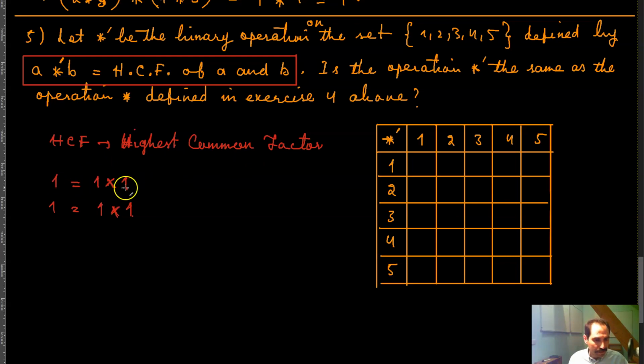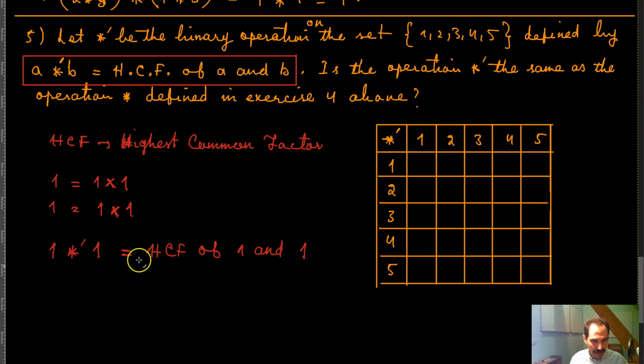So now if I assume that the factors of 1 are 1 and 1, and the factors of 1 are again 1 and 1, and these are the two numbers, meaning that if I want to calculate 1 star prime 1, then that basically means that this is equal to the HCF of 1 and 1, right?